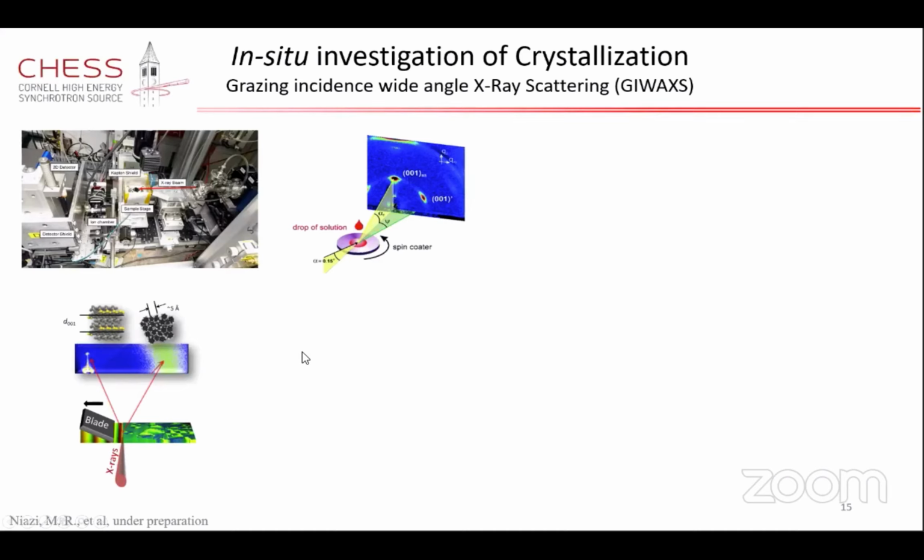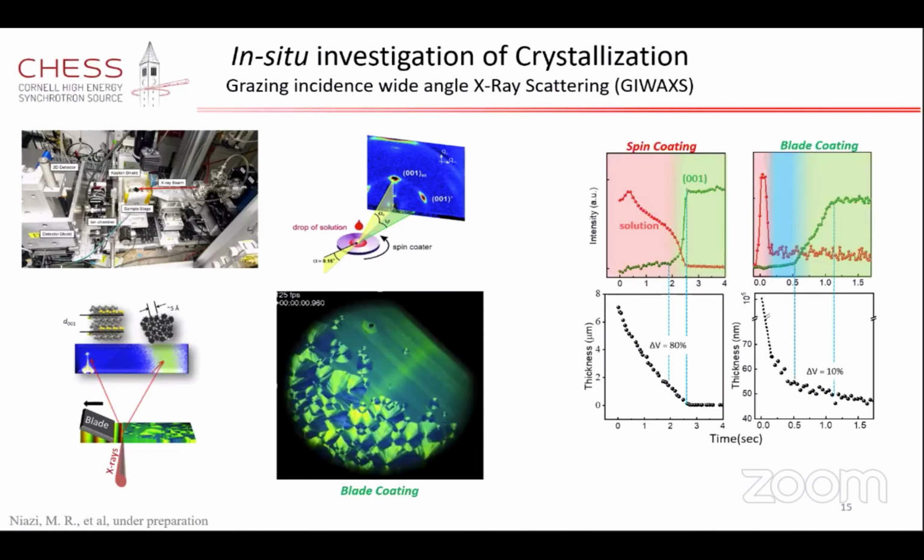We developed the setup and coupled it with the coating systems, and in the end we observed two things: the evolution of the solution signal, represented here in the red plot, and the green one, which is coming from the diffraction of crystals of this material. So as you can see, in the conventional spin coating process, there is an overlap of solution and crystallization signal.